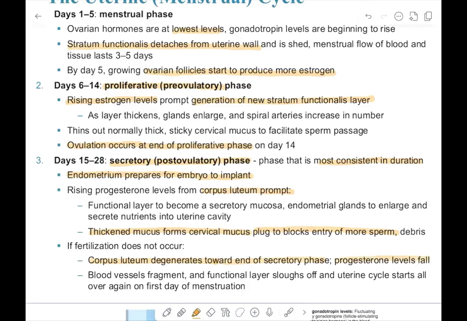and progesterone levels fall. So if fertilization does not occur, I want to emphasize not, I think I might have accidentally said does occur, the corpus luteum degenerates, the blood vessels fragment, and the uterus goes into another day of menstruation. The functional layer sloughs off, and the uterine cycle starts off again with the first day of menstruation.